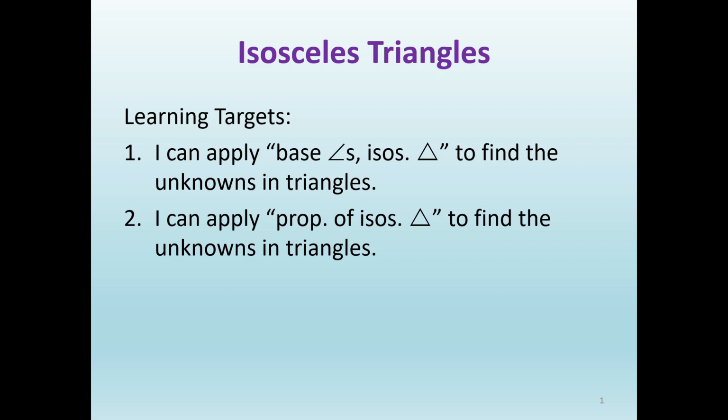Today, our topic is the isosceles triangles. There are two learning targets, so please copy down on your class workbook. Number 1. I can apply the base angle isosceles triangles to find the unknowns in triangles. Number 2. I can apply properties of isosceles triangle to find unknowns in triangles. So as you can see, today our target is finding the unknowns using the two reasons, this is the first one, and this is the second one.